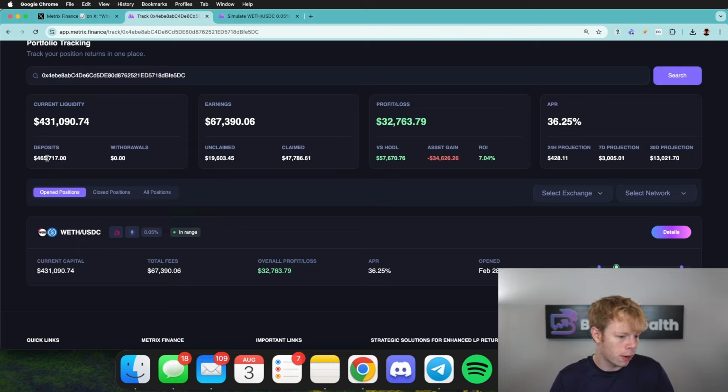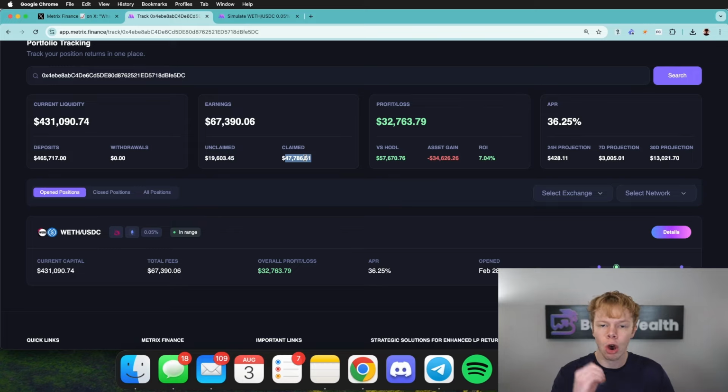So let's just say they deployed $465,000 right here, which is what they deployed, but then they withdrew like $30,000. That $30,000 would show right here. And then taking a look over at the earnings section, you can see that they have roughly $67,000 of earnings across all these different positions. There's about 19.6K that they're waiting to claim. There's about 47.8K that they have already claimed.